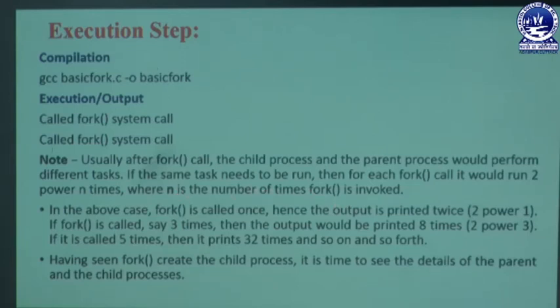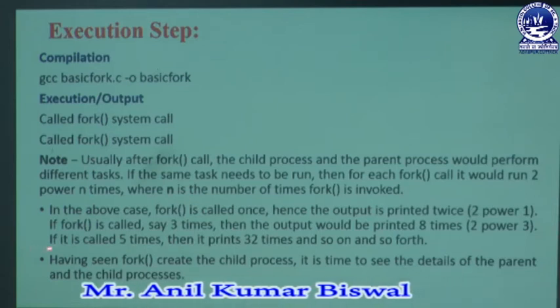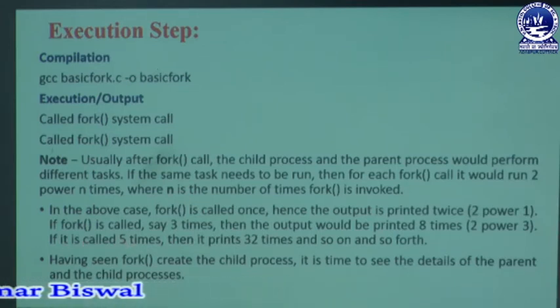If we want to invoke the fork method 2 times, we are creating more than one parent process or child process. Here this fork method is being implemented. The fork method is called once, hence the output is printed twice, 2 to the power 1. If fork is called 3 times, then the output would be printed 8 times, that means 2 to the power 3. That means we are creating more than one process. If it is called 5 times, then it prints 32 times. If we increment that value, it can generate more child processes or parent processes in the system.